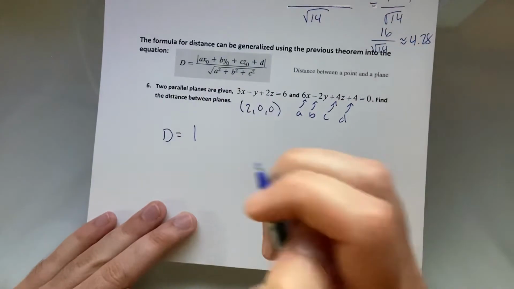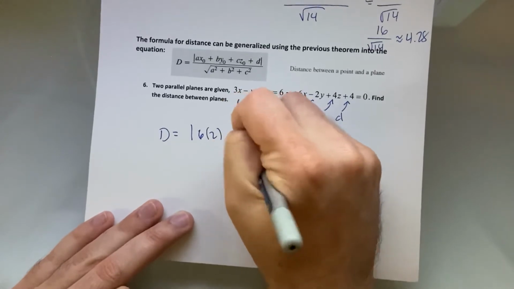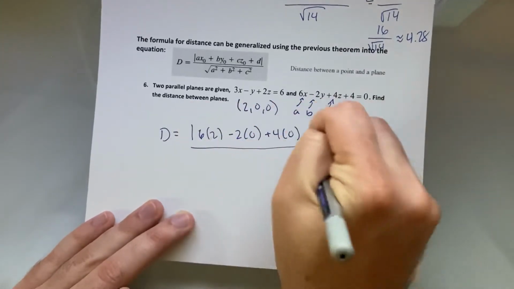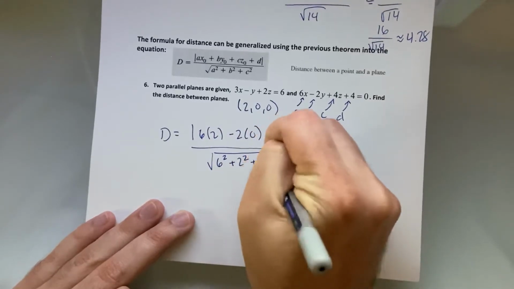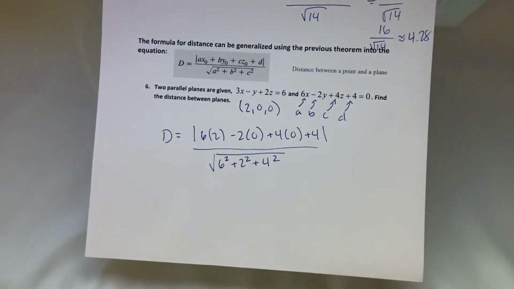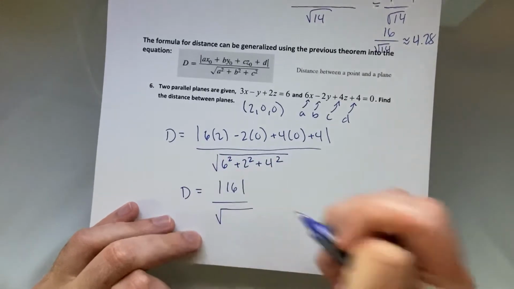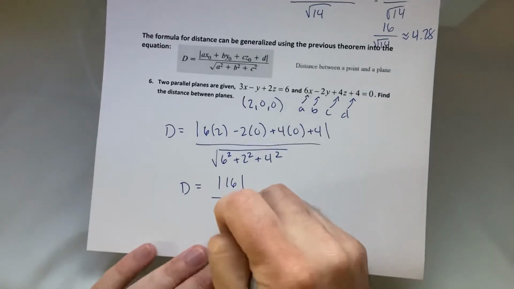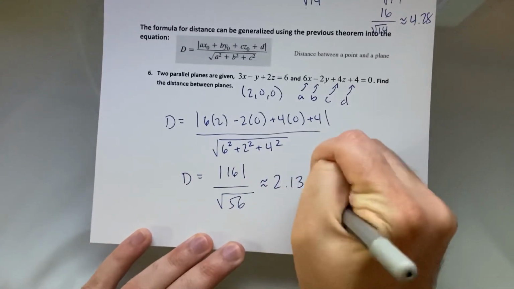Distance equals the absolute value of 6 times 2, minus 2 times 0, plus 4 times 0, plus 4, all divided by the square root of 6 squared plus 2 squared plus 4 squared. And what do I get when I do this? I get the absolute value of 16 over the square root of 36 plus 4 plus 16, and so over square root of 56, which is about 2.138.